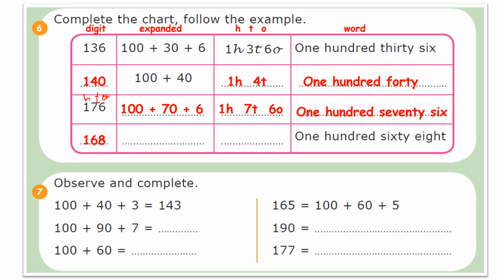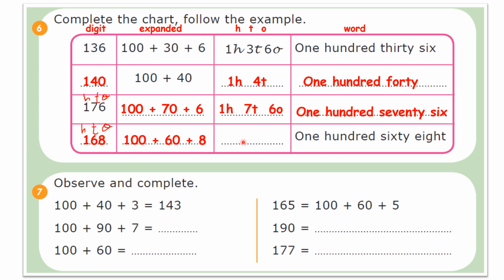As I told you, you can write H, T, and O to know the value of each digit. Now, 1 in the hundreds place equals, yes, 100. 6 tens is 60, so 100 plus 60 plus 8 in the ones place means 8. So 168 in expanded form, it will be 100 plus 60 plus 8.